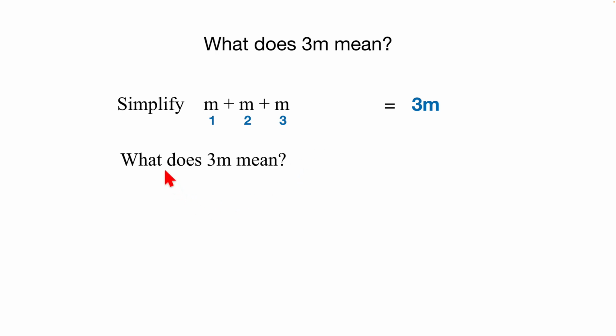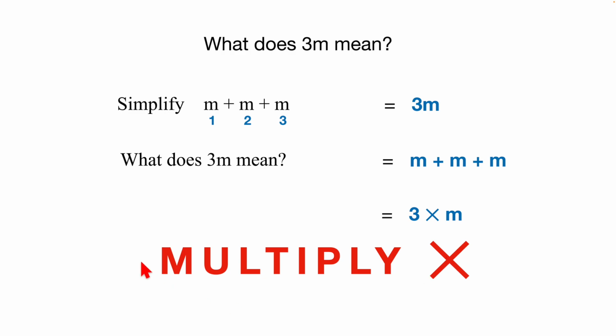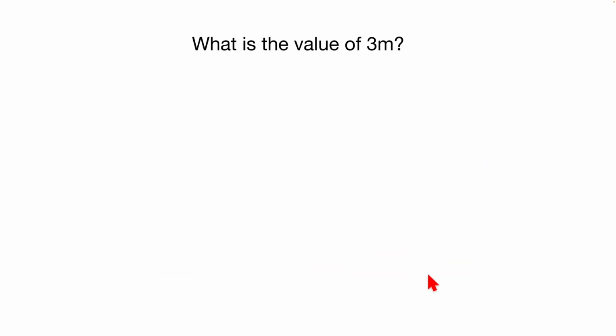And if we reverse it, what does 3m mean? Well, we know that's equal to m plus m plus m. 3 times m is one way of expressing it. Multiply. Right. So what is the value of 3m when we give m a value?